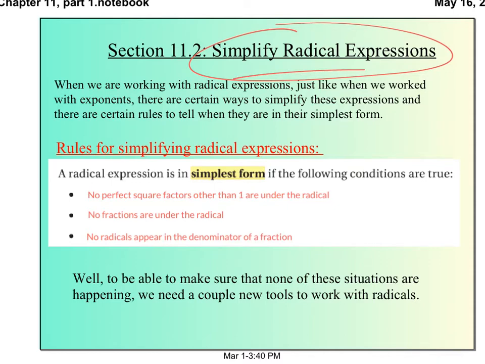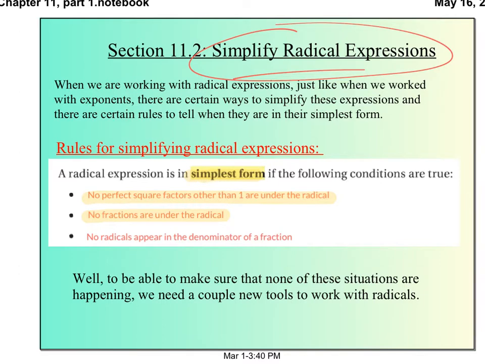Okay. Taking a look down here now for this first day of radical expressions, I'm going to show you a couple of the rules for what it takes to have a radical in its simplest form as it has here highlighted. We're going to talk about the first two here in this lesson. Whenever you have a radical in its simplest form, you'll see that there's no perfect square factors other than one under the radical. And we'll also talk about today that no fractions are under a radical.